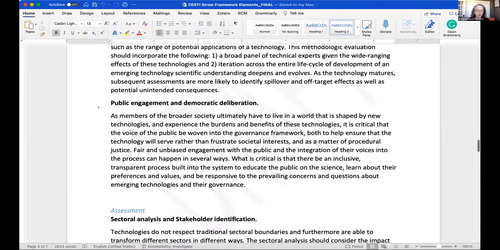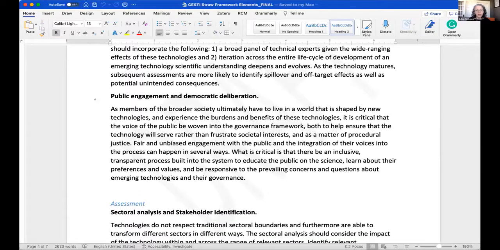We talked a lot about public engagement yesterday, and CESTI does not specify any particular model, either of the models that we heard yesterday or any other, but what we say is that it is critical that there is an inclusive, transparent process built into the system to educate the public on the science, learn about their preferences and values, and be responsive to the prevailing concerns and questions about emerging technologies and their governance.